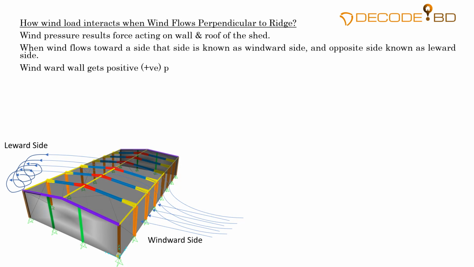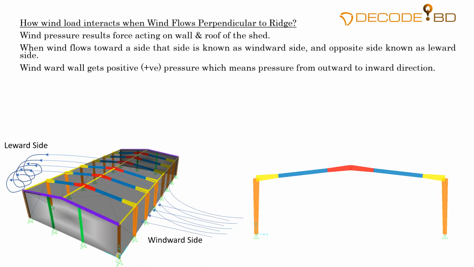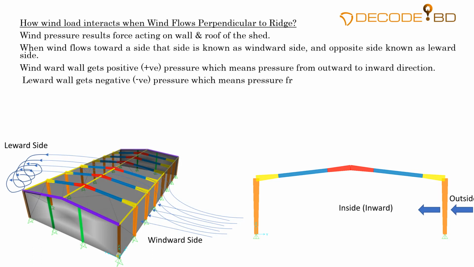Windward wall gets positive pressure, which means pressure from outward to inward direction. Here you can see from outside to inside, that means inward side. And leeward wall gets negative pressure, which means pressure from inward to outward direction. Here you can see from inside or inward to outside or outward direction.